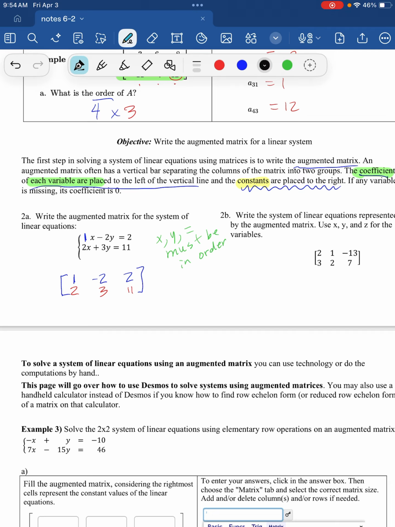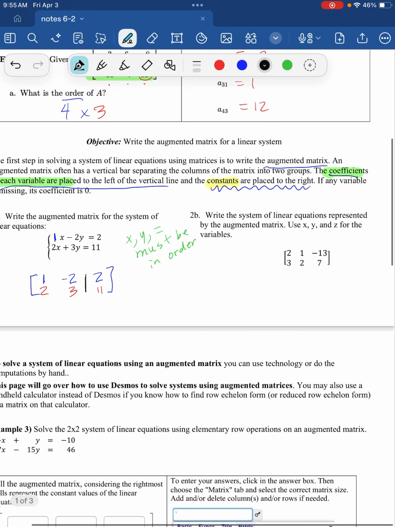The vertical line that they were describing in those words, if it gets written, would go there, where the equal sign would go. So you have all the coefficients of the x's and y's on the left of that vertical line, the constants 2 and 11 in this problem to the right of that line, again, if that gets written.